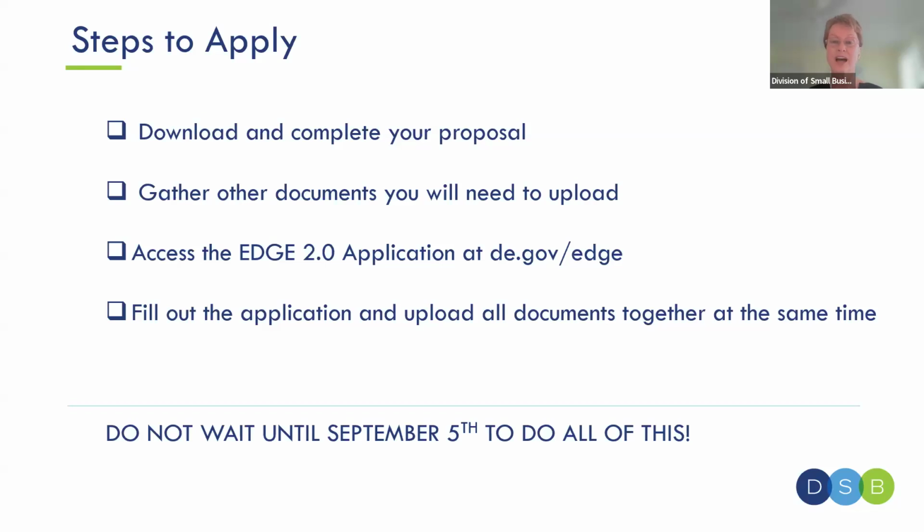So the first thing you will not do is go to start your application form that JJ just showed you. The first thing that you will actually do is to download and complete your proposal templates. Those templates are already available on de.gov. Now, after you have done that, or maybe at the same time you're doing that, you can gather the other documents you will need to upload, and we will cover those specifically. Then you will access the EDGE 2.0 application again at de.gov/EDGE.